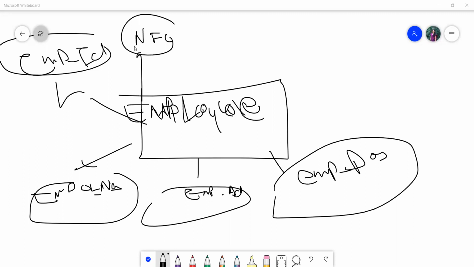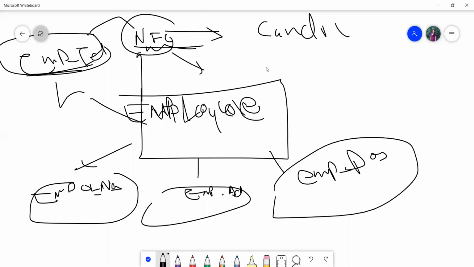Another person can choose NIC as the primary key. These two are unique. By using the NIC, you can identify each and every record uniquely, as well as by using the employee ID. So you can choose one of these two attributes as the primary key. This is up to the designer. But when we consider the employee ID as the primary key of this entity, definitely the NIC should be a candidate key. It is qualified to be a primary key, but not selected as the primary key.